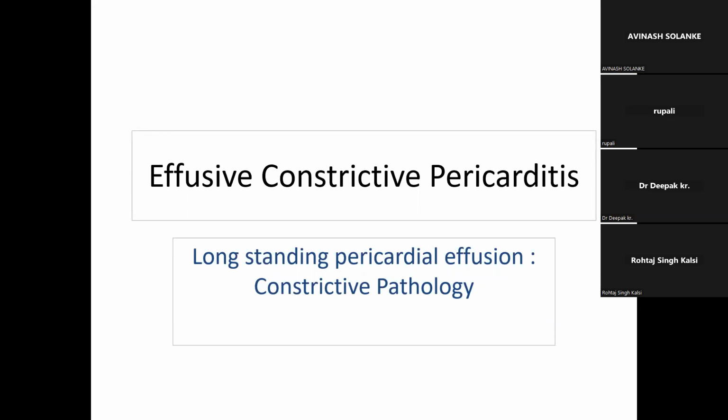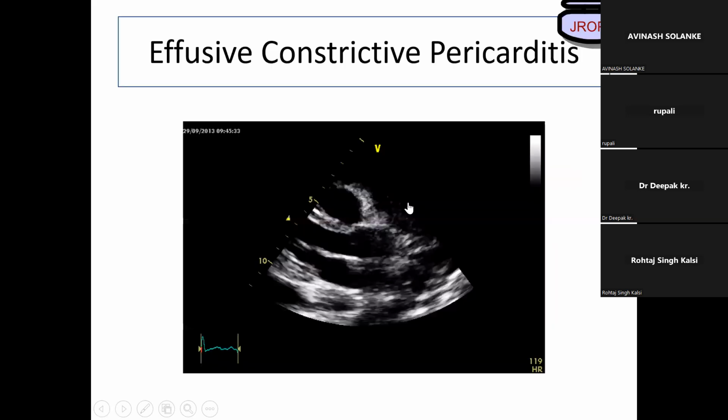Moving on to the last modality for today, that is effusive constrictive pericarditis. We started with the thickened pericardium, we moved to pericardial effusion, then pericardial tamponade, and now this tamponade effusion has got organized to lead to constrictive pericarditis. So the long-standing pericardial effusion leading to constrictive pathology is known as constrictive pericarditis.